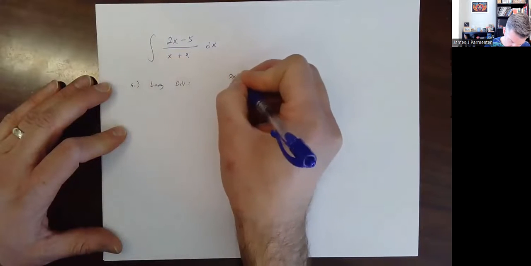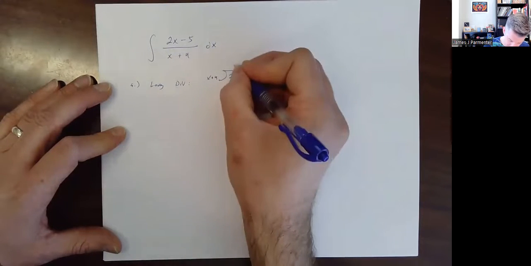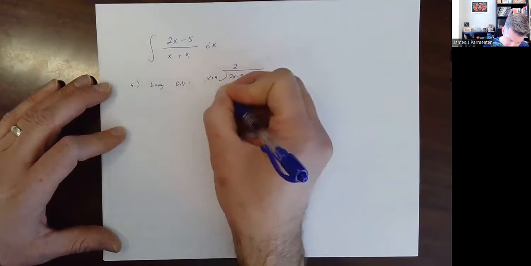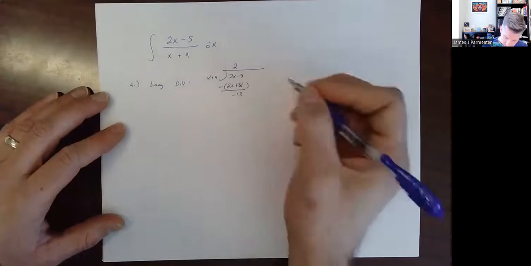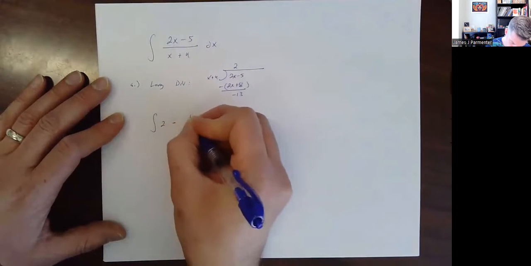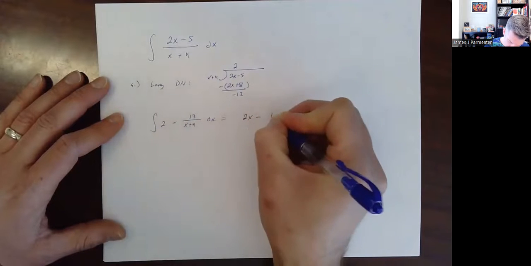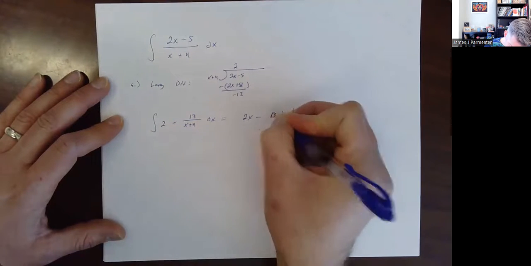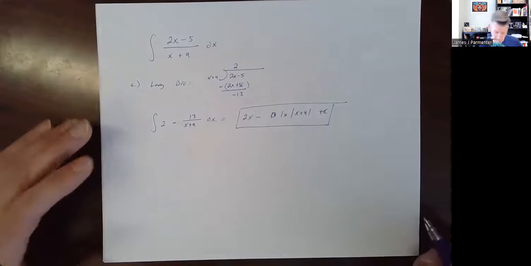So 2x minus 5 divided by x plus 4. x goes into 2x 2 times. 2 times x plus 4 is 2x plus 8. Subtract: minus 5 minus 8 is minus 13. Be careful with the subtraction, since you usually miss the signs. So we're going to rewrite the integral as the integral of 2 minus 13 over x plus 4. And that's going to equal 2x minus 13 natural log of the absolute value of x plus 4. Let's see, 13, not a b. Sorry, sometimes my b's and 13s look interchangeable, but I have 13, not a b.